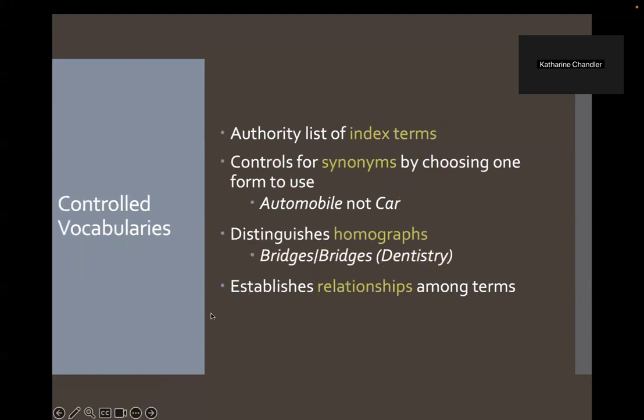Controlled vocabularies are an authority list of index terms and have controls for synonyms by choosing one form to use, like automobile, not car. They distinguish homographs like bridges or bridges in dentistry, and establish relationships among terms.